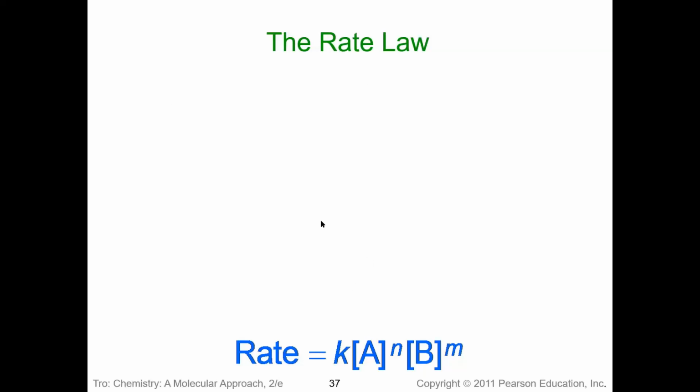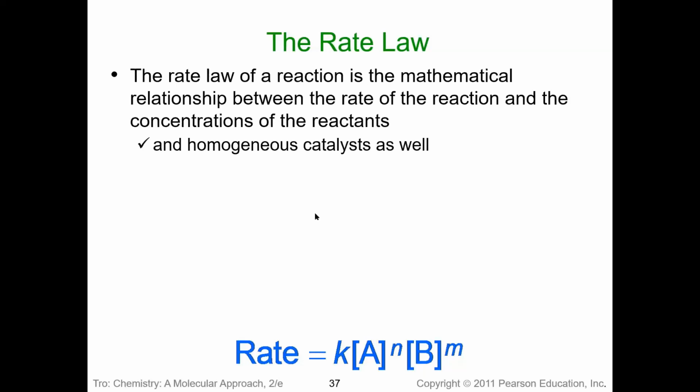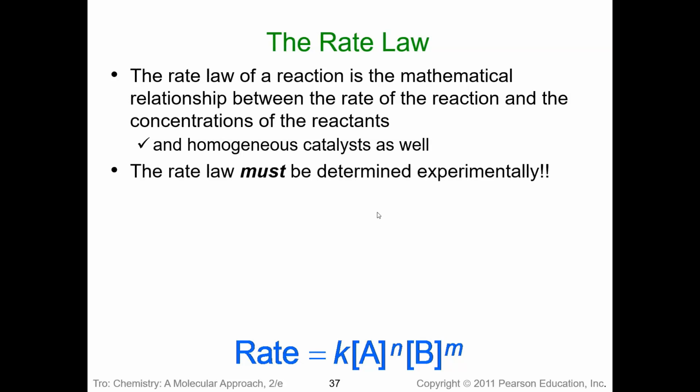And first of all, we're going to talk about what the rate law is. So the rate law is the mathematical relationship between the rate of the reaction and the concentrations of the reactants. And remember, we do everything with respect to the reactants, pretty much because we had to make it a universal way that everyone would agree on, and we decided reactants. So everything is with respect to the reactants. And the rate law is determined experimentally.